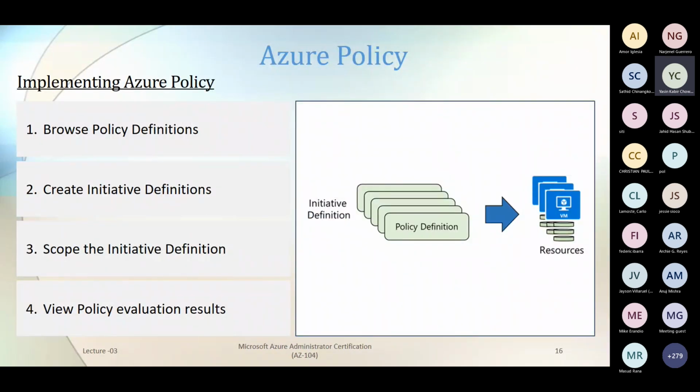So how can you implement Azure Policy? First of all, we have to browse the policy definitions. Then we will create the initiative definition, and number three, we will set a scope for the initiative definition. And the last step, we view the policy evaluation results. Here is a graphical representation of an initiative definition. There are a lot of definitions, so we can take an initiative of all these definitions for this type of resources. It can be VMs, it can be anything.